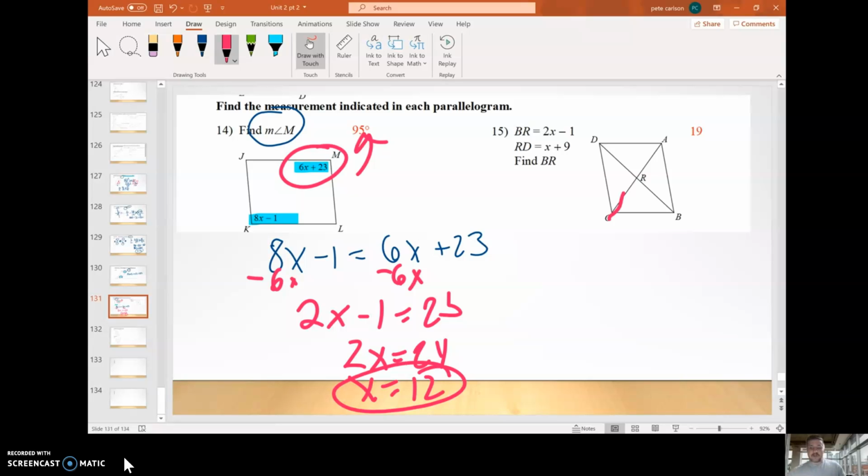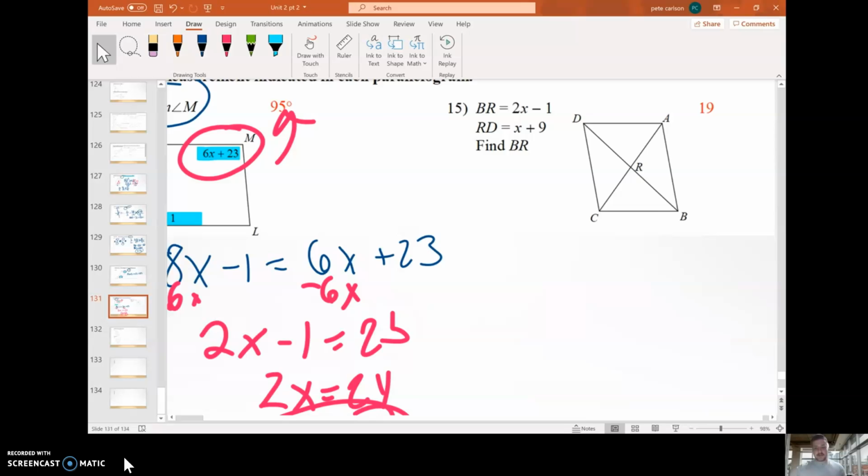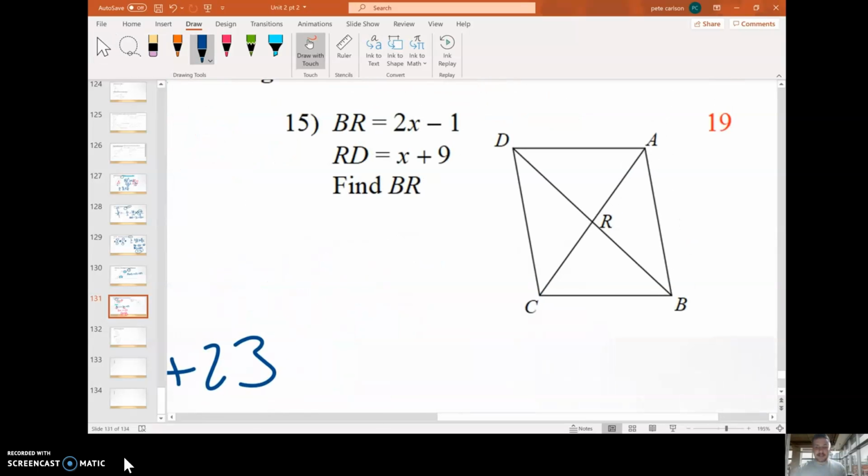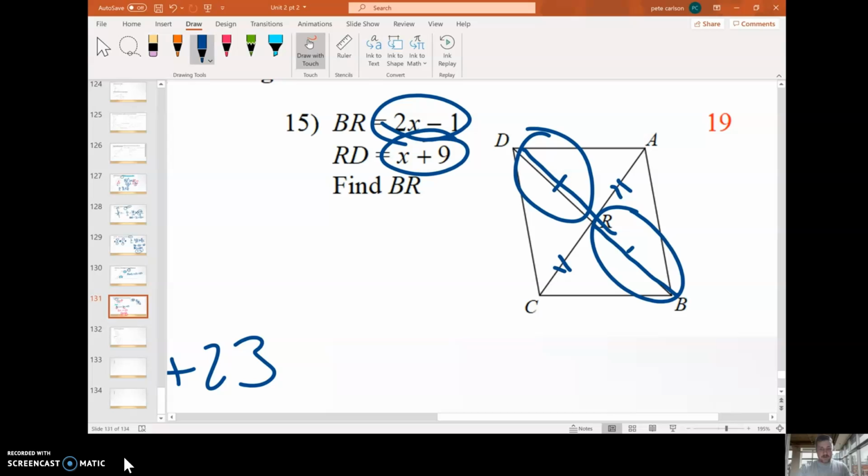Now, we talked about when you crisscross a parallelogram. When you crisscross a parallelogram, it cuts the diagonals in half. So let's zoom in on this one. That means this length is the same as this length is the same as this length. So B to R, which is this length, is equal to RD. That means this length and this length are equal to each other. So these two lengths are equal to each other.